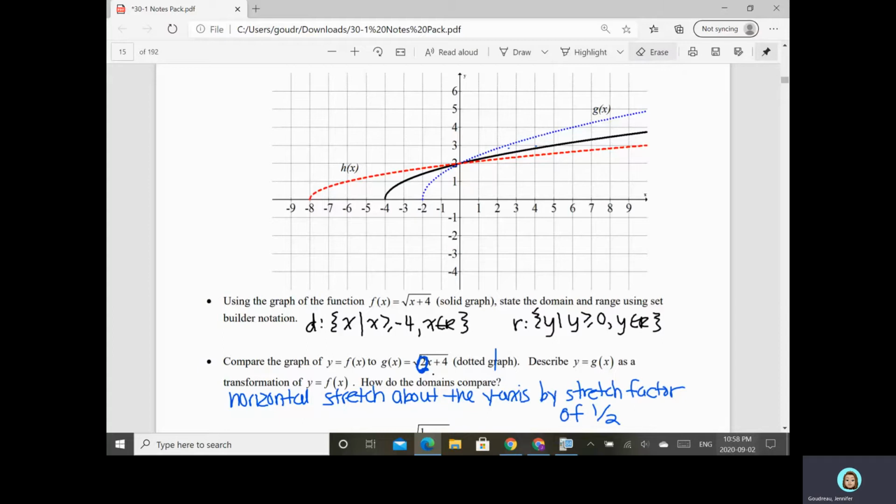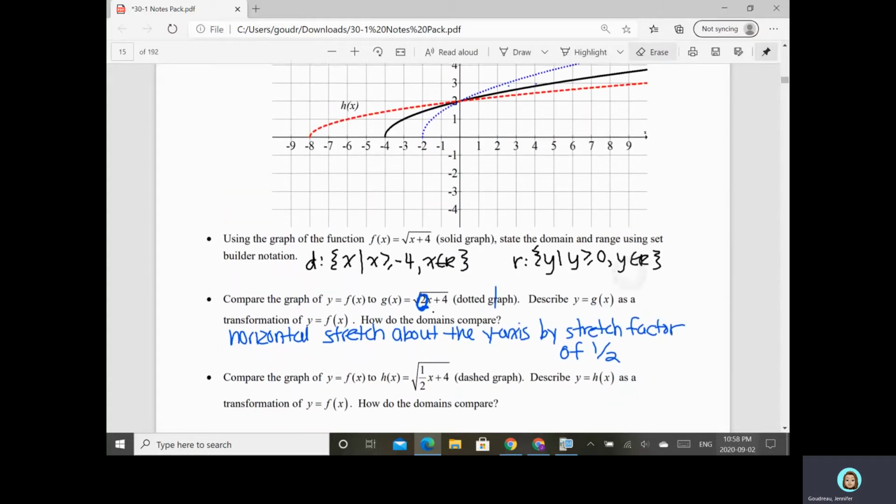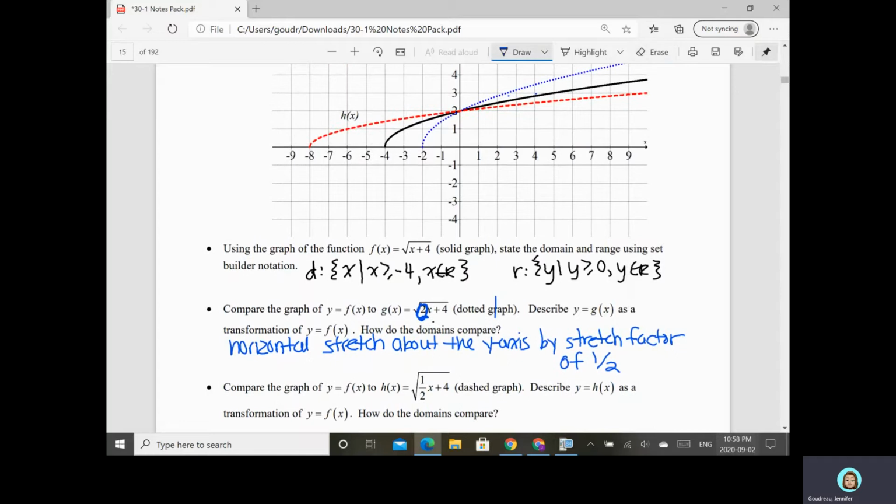Let's compare the domains. So the domain of this one is going to be, well, the lowest x value is -2. It also opens up and to the right, so it continues to infinity. So the domain of this one is going to be the set of all x, such that x is greater than or equal to -2. Otherwise, x is an element of the reals.